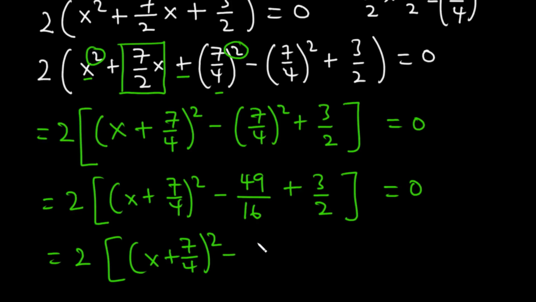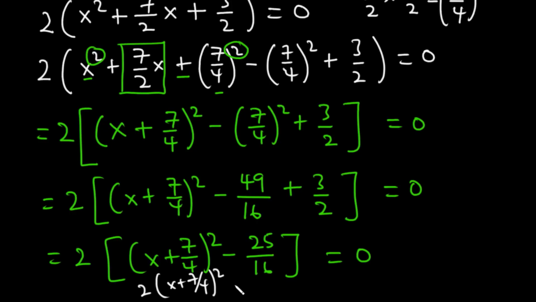Negative 49 over 16 plus 3 over 2 is equal to 0. So now let's multiply 2 across. So we are going to have 2 into bracket x plus 7 over 4 all squared minus, 2 goes into itself once, into 16 8 times. So we are going to have 25 divided by 8 is equal to 0.